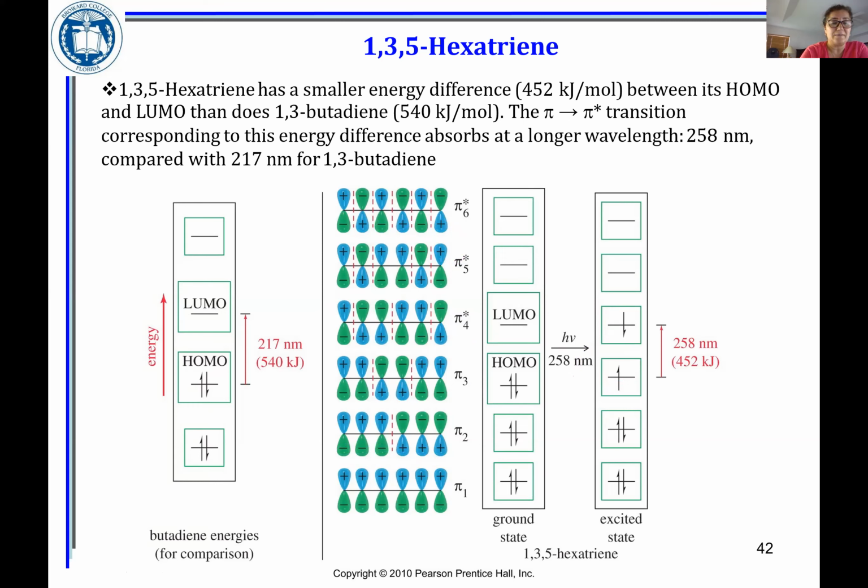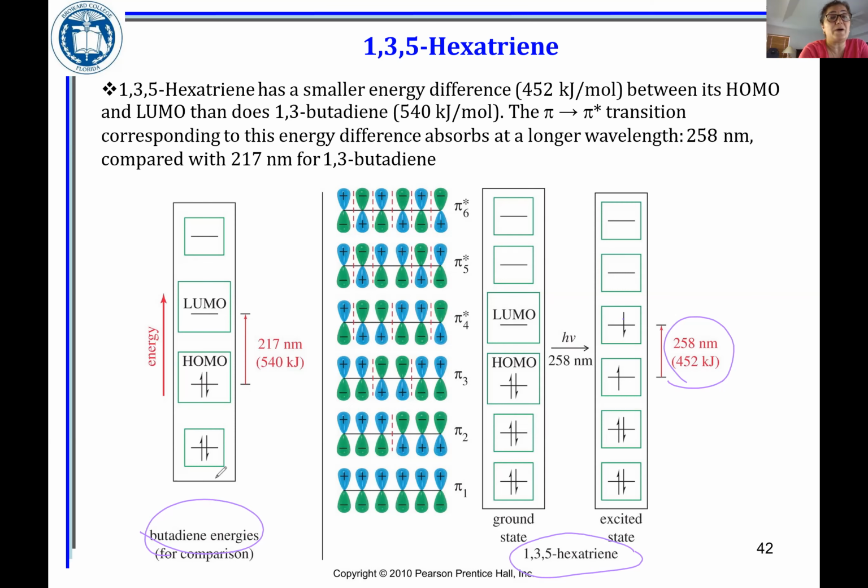So what makes the lambda max increase from a butadiene versus hexatriene? Which one takes less energy is the one with the longer wavelength. The longer the wavelength, the lower the energy. So the energy difference between an occupied and unoccupied orbital for a triene is going to be smaller compared to a diene. And the difference between a conjugated and isolated. So you will get questions like that.